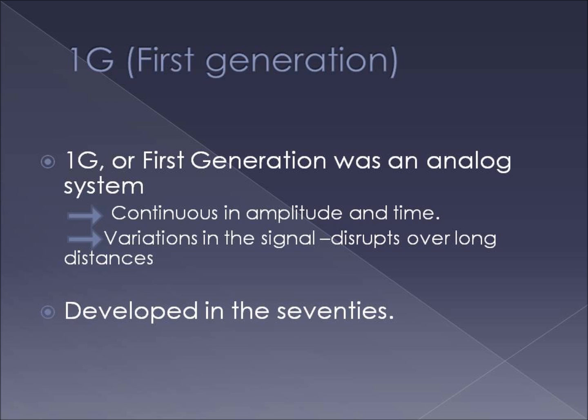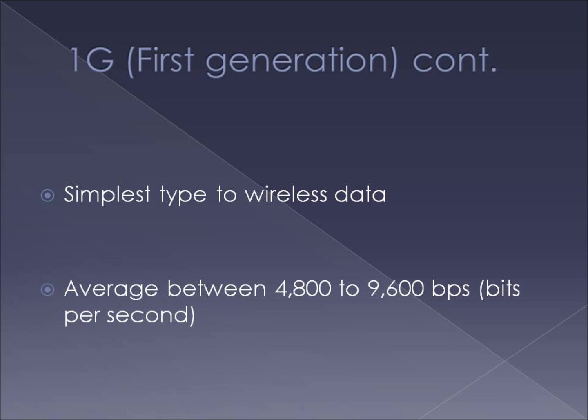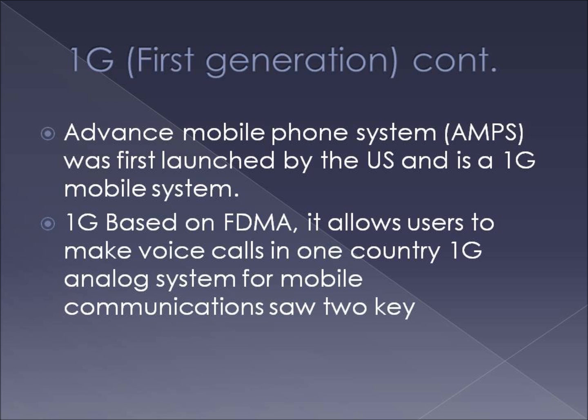So first generation was the first mobile system technology we had, which was developed in the 70s. It was the simplest wireless type media, and average speed was 4800 to 9600 bits per second. 1G, or first generation, was based on Advanced Mobile Phone System, also known as AMPS, and it was launched by the United States.